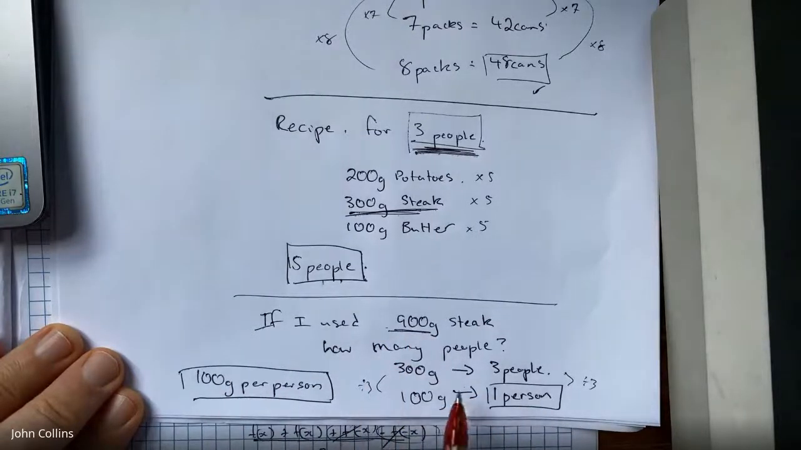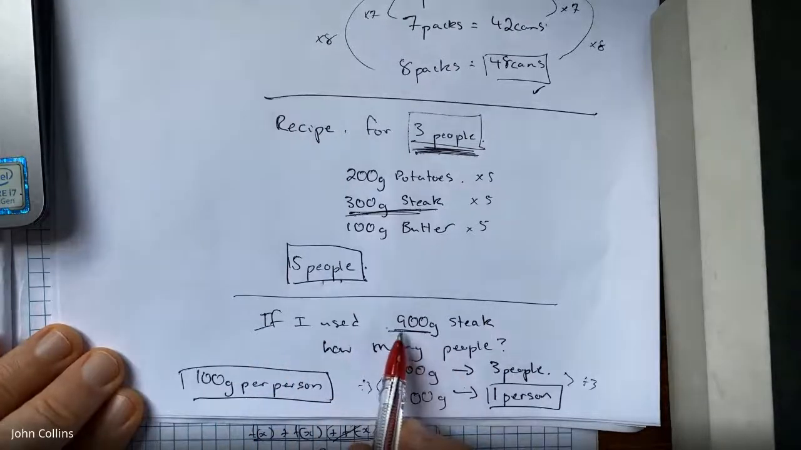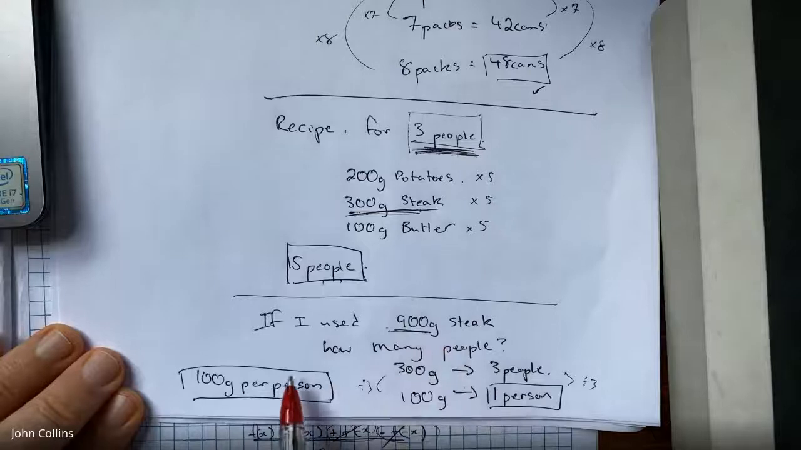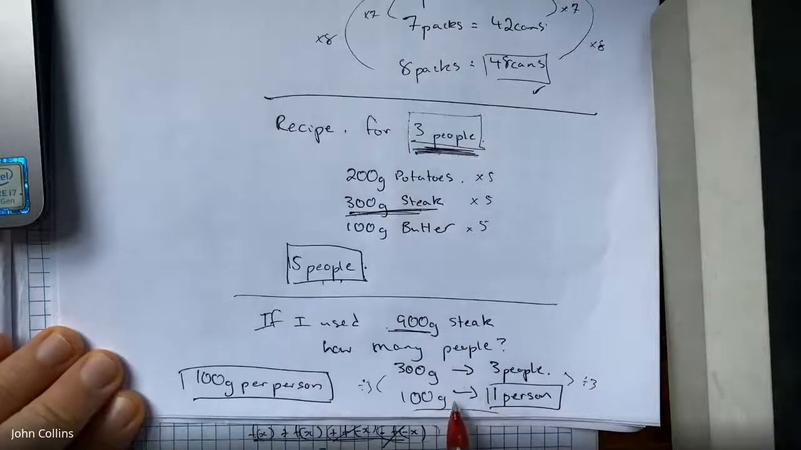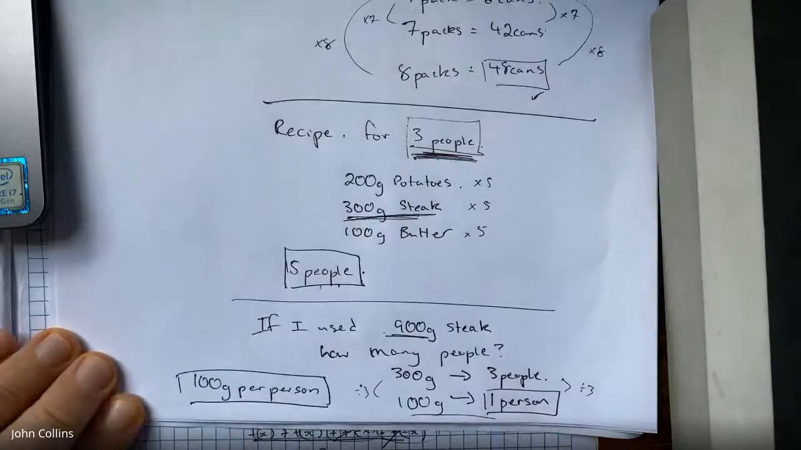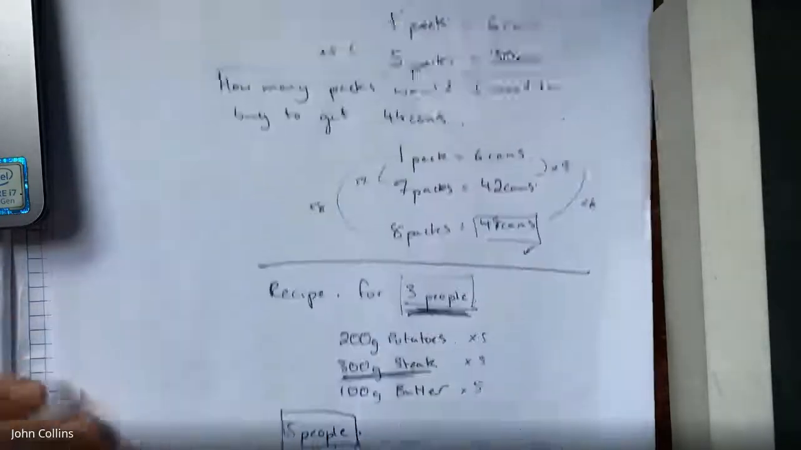So there's 9 people. If I use 200 grams of steak, it'd be 2 people, and it'd be pretty obvious from that. But the key to this is a simple example, but get it back to 1 person. I'll look at a more difficult example in a second. And this is the Unitary Method. Okay.